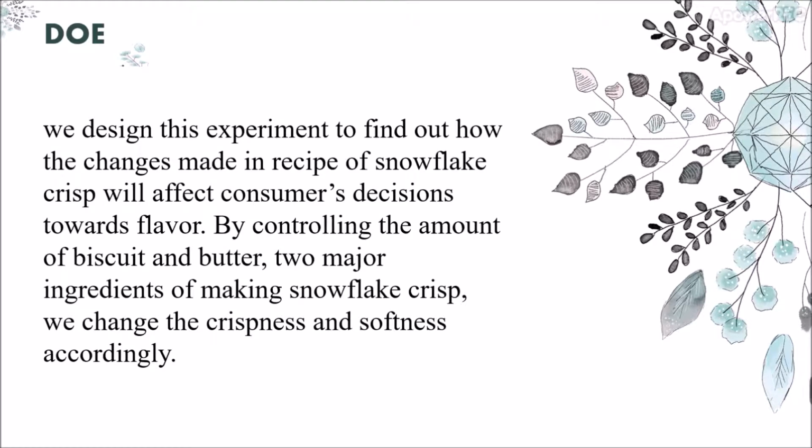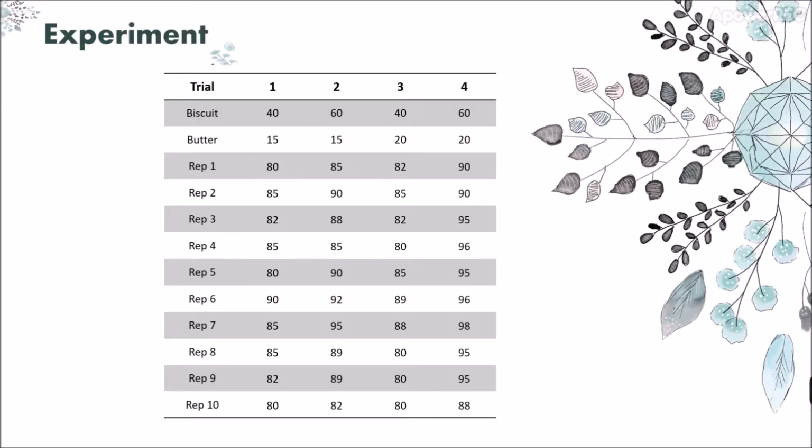For the butter, 15 grams versus 20 grams, and for the biscuit, 40 grams versus 60 grams. By controlling the amount of butter and biscuit, we could change the fragrance and crispness, and thus the flavor of the snowflake crisp accordingly. So here's the raw data of the experiment.